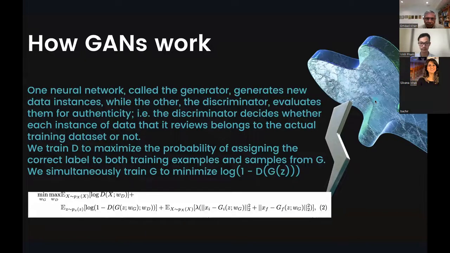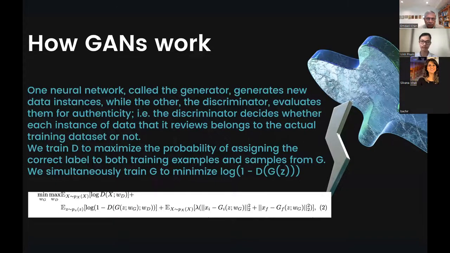And how do GANs work? The generator generates the new data instance, and the discriminator evaluates the data and decides which is real money and which is fake money, putting a label on it. And for this formula, I'm not quite sure, so I'll hand it over.